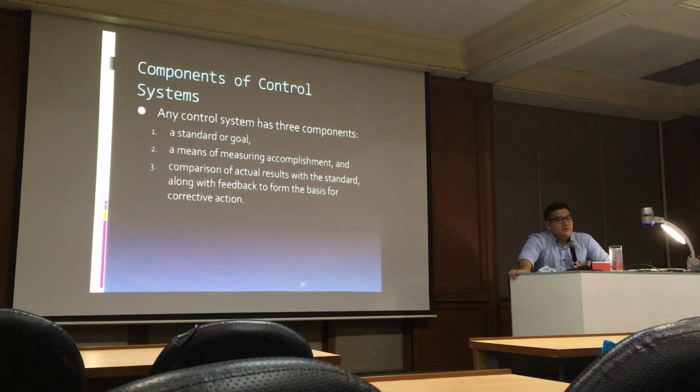So even though you try to improve and make it better when you compare to the standard, we still need the feedback in order to make a better format in the future.